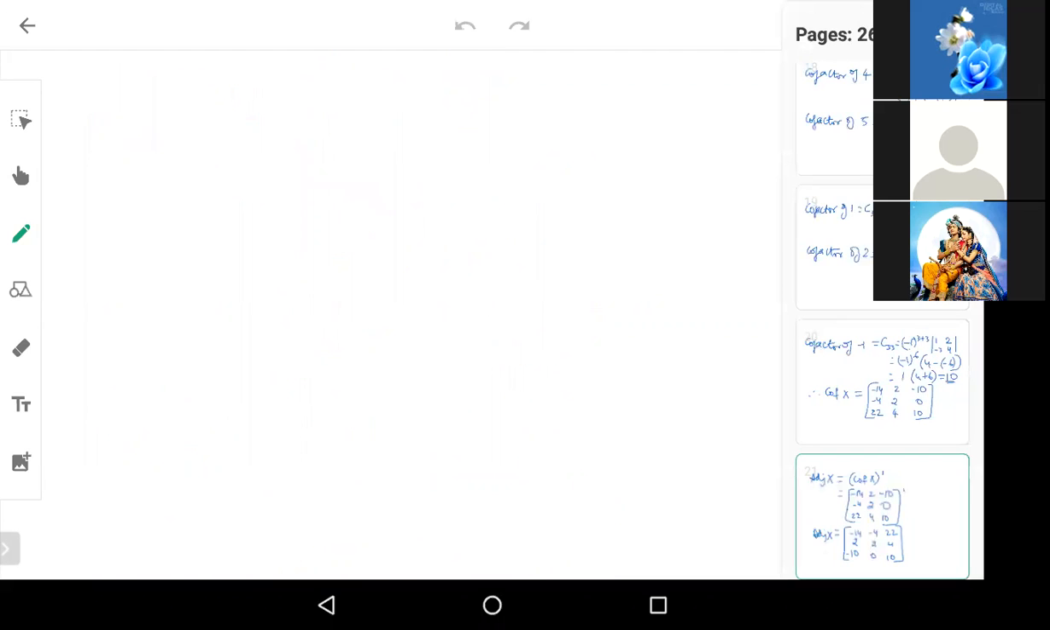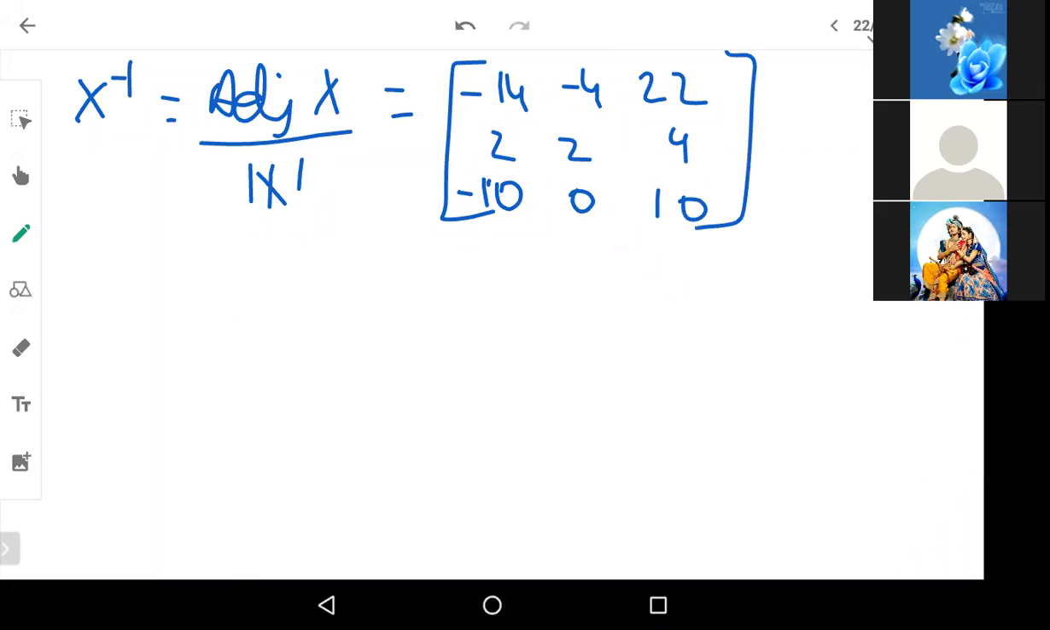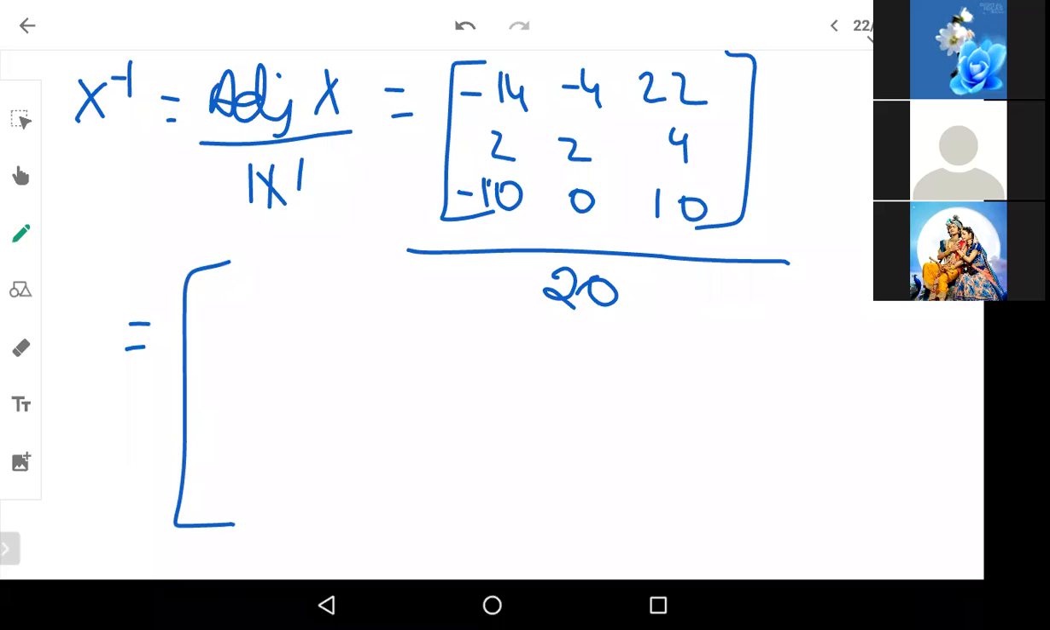Now finally, inverse of x is adjoint of x divided by determinant of x. So what is adjoint of x, which we just found out? Minus 14, minus 4, 22, 2, 2, 4, and then minus 10, 0, and 10, divided by what is the determinant of x value? 20. Okay, 20 is the value. Now do the division for everything.